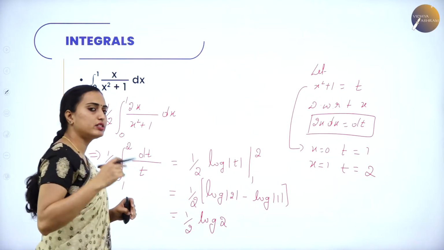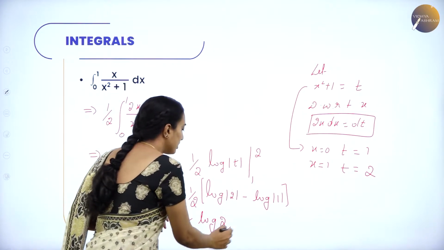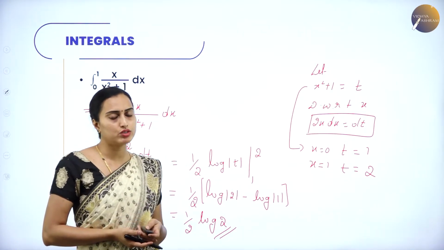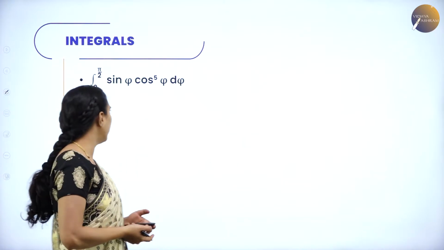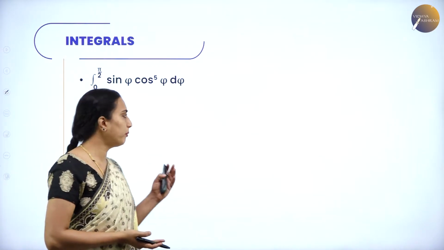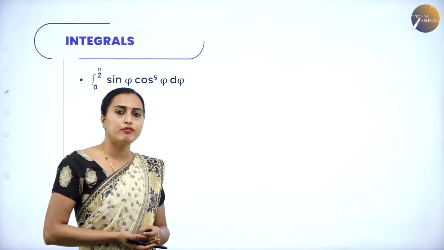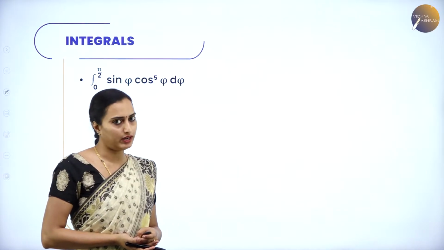You know log 1 is nothing but 0, and this is your answer, you are going to get it. I hope you understood this problem. We'll be moving on to the next problem, dears. Integral 0 to pi by 2 sin phi cos to the power of 5 phi d phi, isn't it?